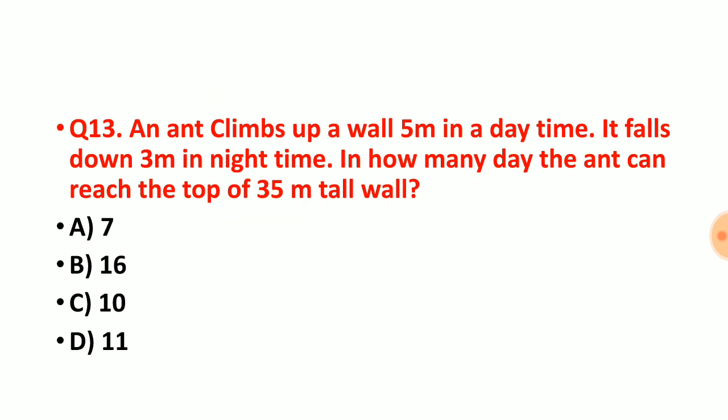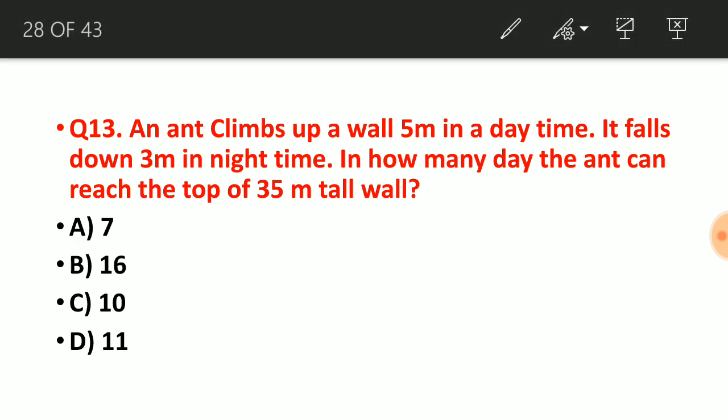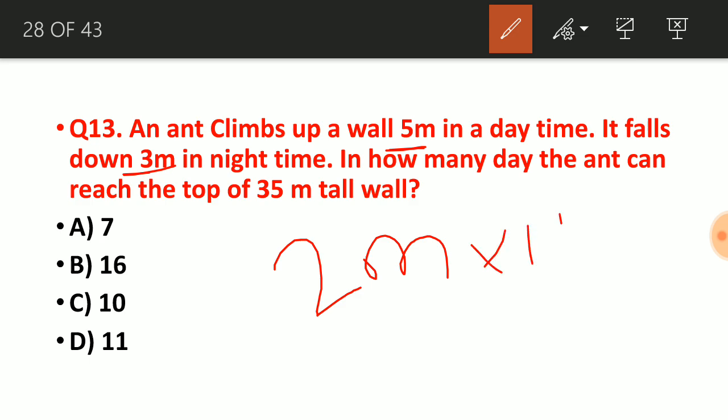Question number 13. An ant climbs up 5 meters in the day and it falls 3 meters in the night. In how many days can it climb to the top of a 35-meter wall? In one complete day it climbs 5 meters and falls down 3 meters, which means in one day it climbs 2 meters. In 15 days it climbs 30 meters.